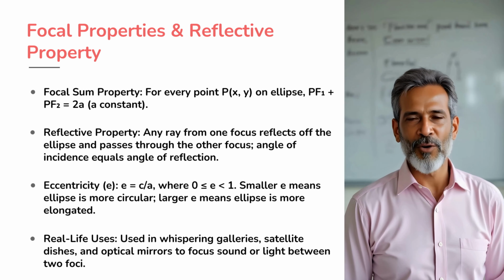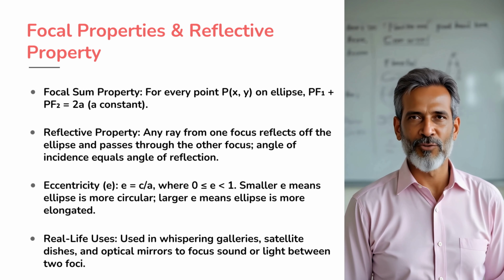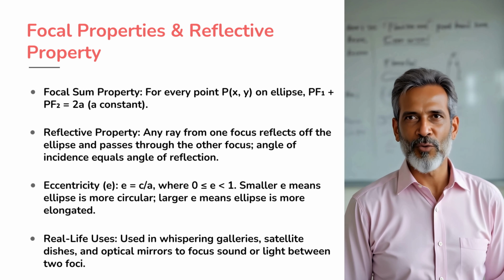Now, let's talk about what makes ellipses truly magical, their focal properties. For any point P on the ellipse, the sum PF1 plus PF2 is always 2a, constant. That's the geometric soul of the ellipse. But here comes the showstopper, the reflective property.